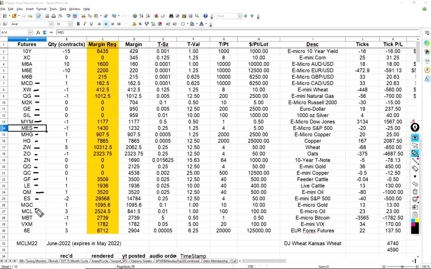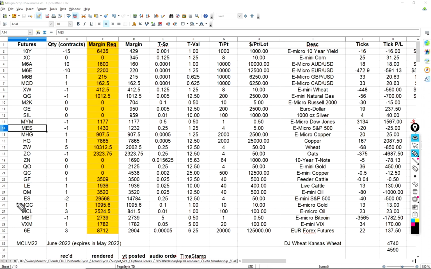Obviously, that's S&P 500. That's what I trade mostly. This is micro gold. This is micro crude oil. I don't remember what that is. Obviously, that VXM is the VIX. And then this is the big contract for the euro dollar. Okay, this is all futures products. So that's all I trade. I almost exclusively trade futures nowadays.